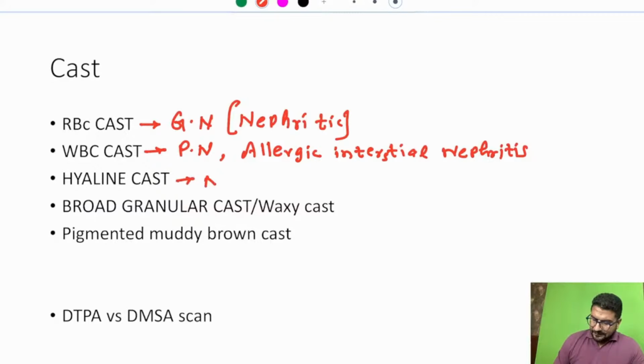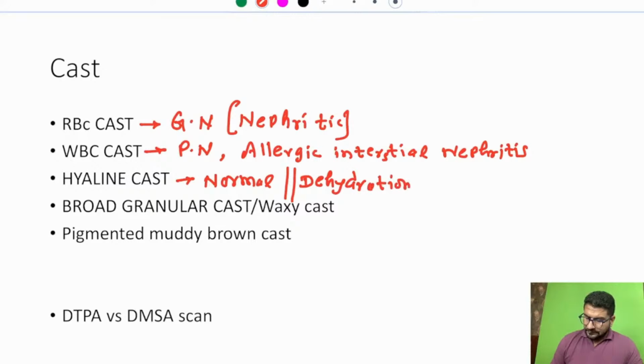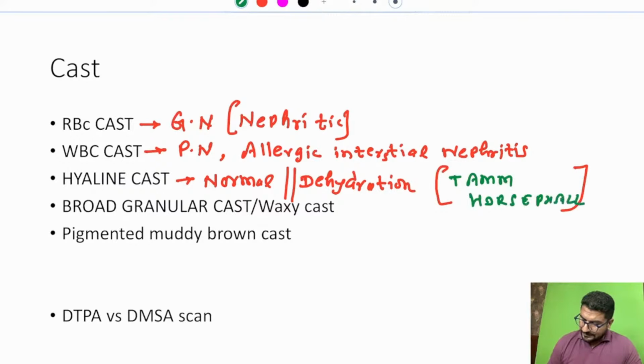Hyaline casts, these are normal. कभी कभी नॉर्मल लोगों में मिलते हैं, या फिर sometimes you will see this in those patients who drink less water, जो लोग कम पानी पीते हैं. For example in dehydrated patients, suppose आपने पानी कम पिया. Sometimes these hyaline casts are modified, and what do we call them? We call them Tamm-Horsfall protein. तो याद रखना Tamm-Horsfall protein भी कुछ नहीं है, it is also a normal constituent.